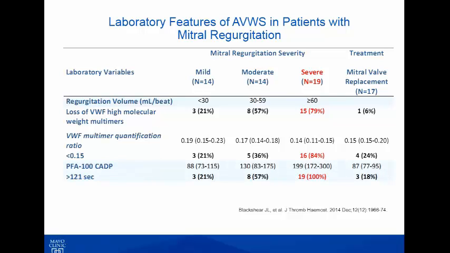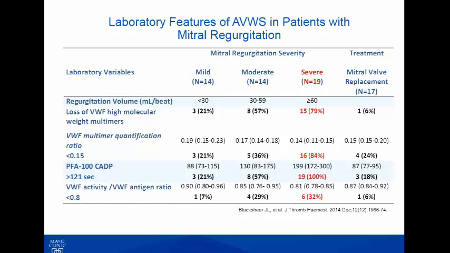And then, interestingly, virtually all of the patients in that severe mitral regurgitation group had prolonged ADP cartridge PFA-100 closure times, suggesting that the PFA-100, which is likely to be a local test in your laboratory, could be a very sensitive method to at least point in the direction of acquired von Willebrand syndrome in this setting. And then, lastly, we validated the activity over antigen ratio. We can capture about 30% in this cohort, meaning that there's still a limitation in the algorithm, that even though we put 0.8, we can still miss something in some patient populations.